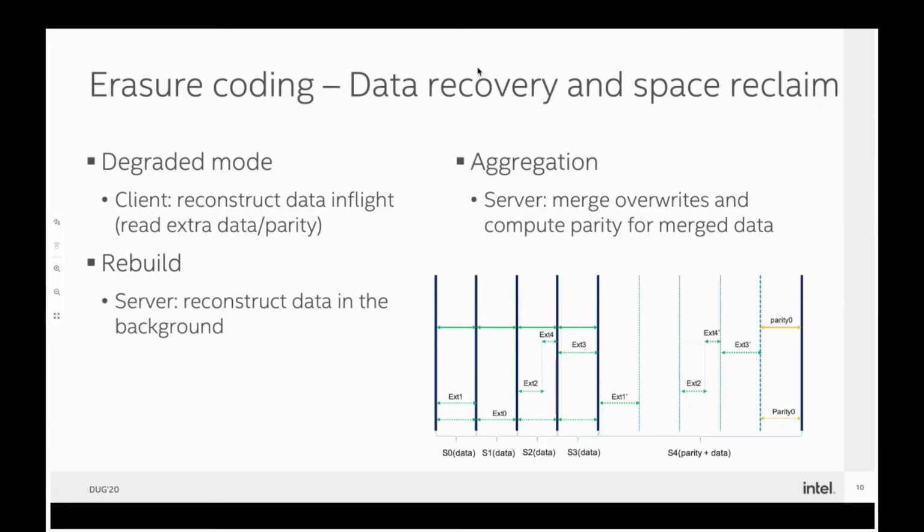So if we fail to read one of the data shards, the DAOS client should send an RPC to the parity target. The parity target should return the parity and the timestamp of the parity. So the client can use this timestamp to request the data with this timestamp from all the data targets and reconstruct the missing piece of data based on those data and parity.